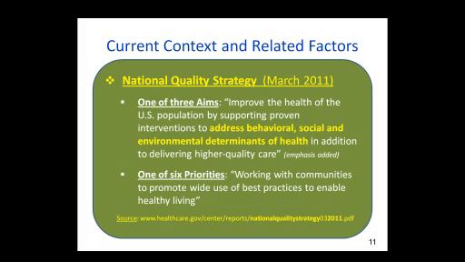So I've got a longish quote on this page, but as you may be familiar, the National Quality Strategy is built around the triple aim work of the Institute for Healthcare Improvement, called the three-part aim, I believe, in the quality strategy. And one of those aims is to improve the health of the U.S. population by supporting proven interventions to address behavioral, social, and environmental determinants of health, in addition to delivering higher quality care. And this to me was so striking to see in a national policy document on healthcare quality, there be an explicit reference to factors outside of the delivery of medical care as part of quality.